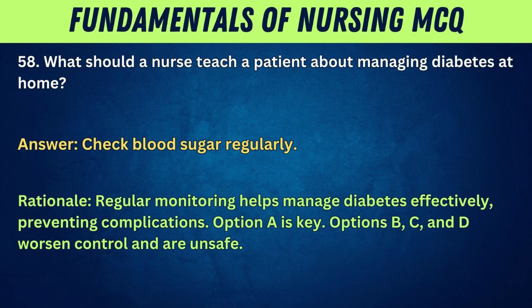Answer. Check blood sugar regularly. Rationale. Regular monitoring helps manage diabetes effectively, preventing complications. Option A is key. Options B, C, and D worsen control and are unsafe.